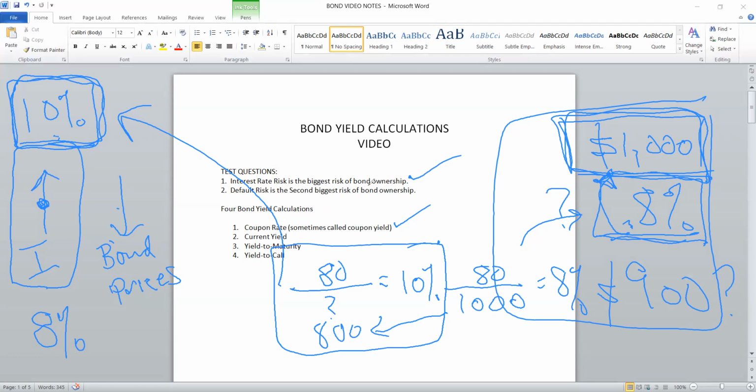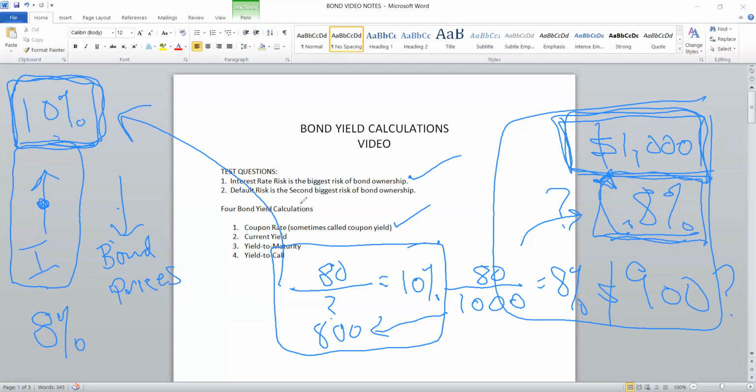So interest rate risk is the biggest risk of bond ownership. Default risk is the risk that the company will not pay you back and go into default and maybe file for bankruptcy, and then your bond investment is wiped out because it's debt of the firm. You loan the company money, the company can go bankrupt, and then you won't get paid.